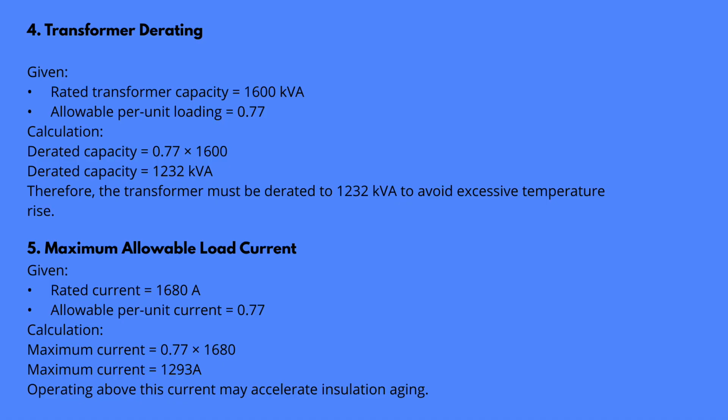Number 4. Transformer derating. A 1600 kVA transformer with an allowable per unit loading of 0.77 must be derated to 1232 kVA to prevent excessive temperature rise. Number 5. Maximum allowable load current. With a rated current of 1680 amperes and a per unit limit of 0.77, the maximum allowable current is 1293 amperes. Exceeding this limit may accelerate insulation aging.